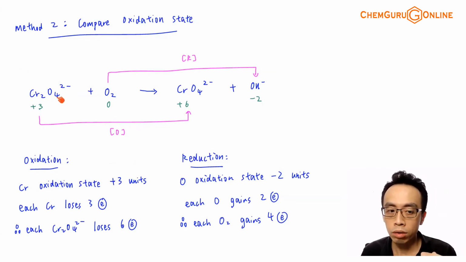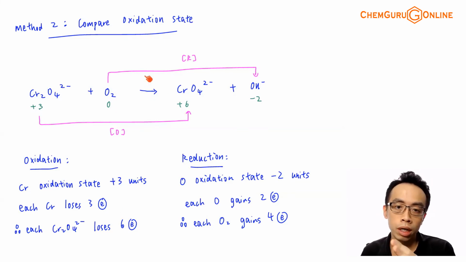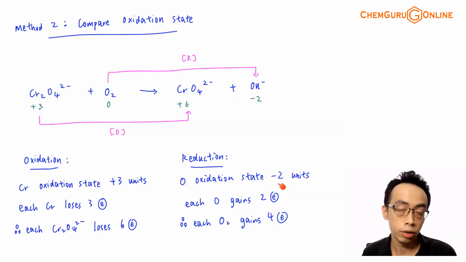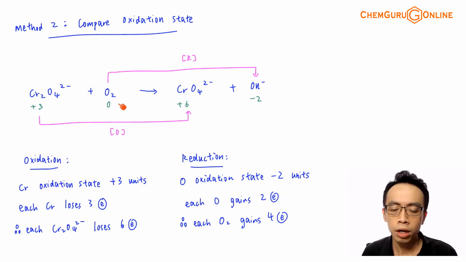So one Cr2O4 2- species consists of 2 chromium. Each chromium loses 3 electrons, so each chromite Cr2O4 2- ion will lose a total of 6 electrons. Each one of them loses 3, so 2 of them combined will lose 6 electrons. This is the oxidation. Now, how about reduction? Reduction-wise, the oxidation state for oxygen decreased from 0 to -2, so it decreases by 2 units. Each oxygen gains 2 electrons. In an O2 molecule there are 2 oxygen atoms, so each oxygen molecule will gain a total of 4 electrons.